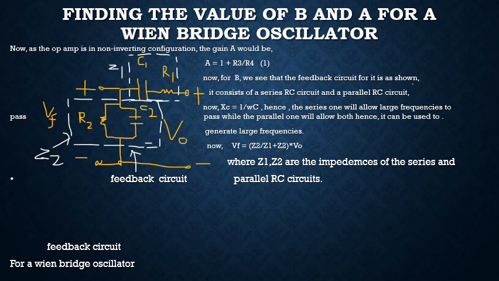Now if we assume that Z1 is the impedance of the series RC circuit and Z2 is the impedance of the parallel RC circuit, now the feedback voltage VF will basically be given by the voltage division of VO, that is Z2 upon Z1 plus Z2 times VO.